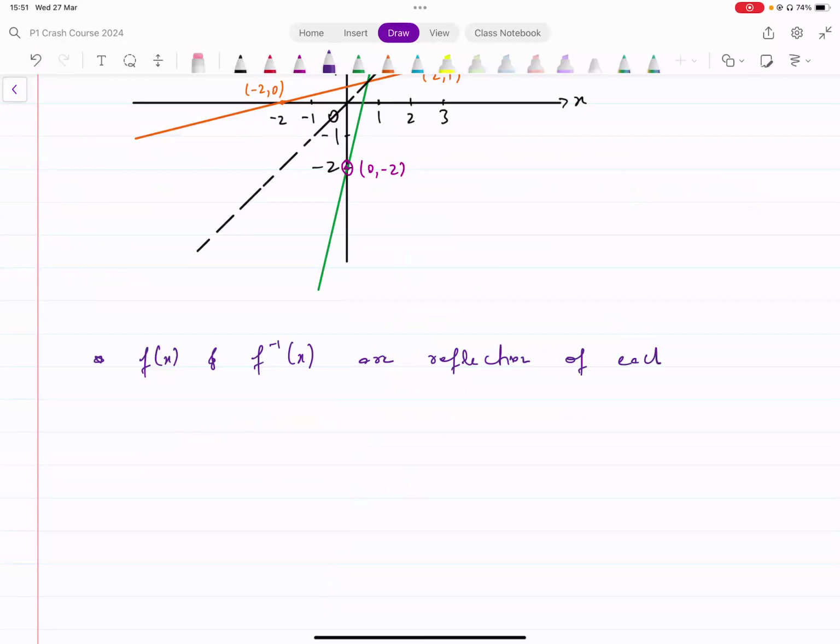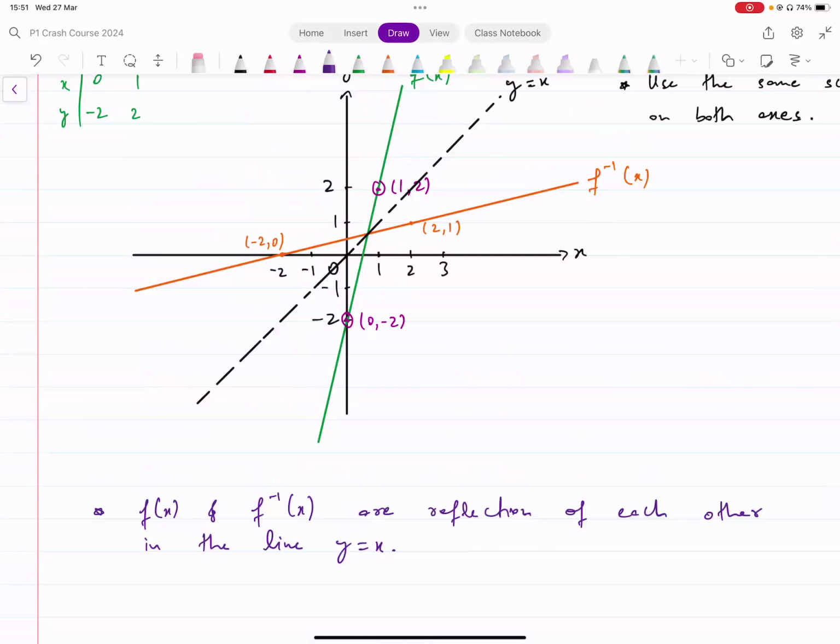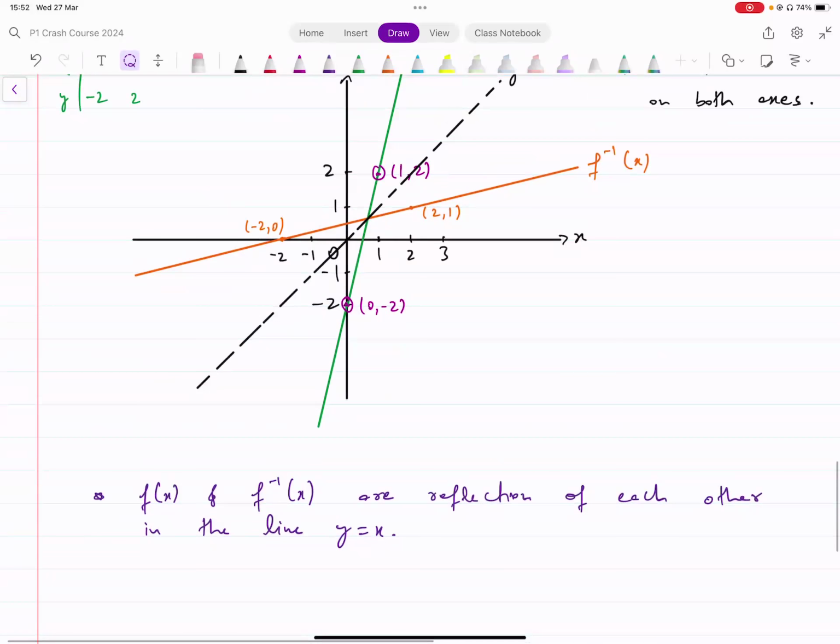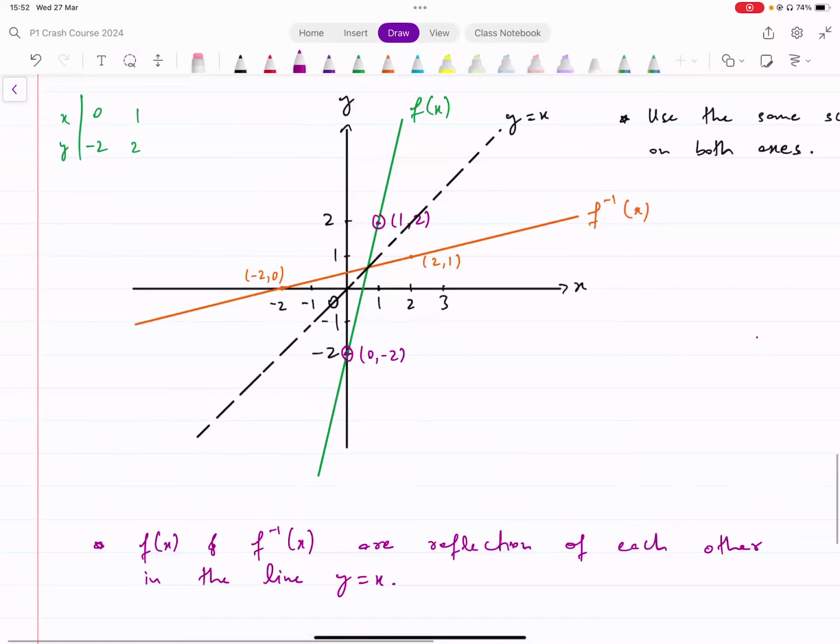They're a reflection of each other in the line y equals x. All right. f of x and f inverse of x, they're a reflection of each other in the line y equals x. And that is always the case. It's not just specific to this particular function. It's true in general. Whenever you have a function and its inverse, they are related like this.